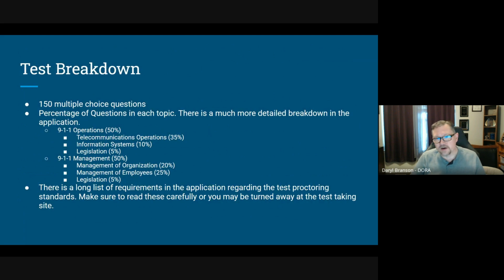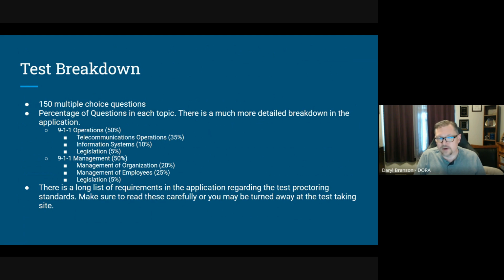Test breakdown, there are 150 questions. I know that sounds really daunting. They are all multiple choice though. And the percentage of questions in each topic, there is a more detailed breakdown of this in the book, but for operations, half the questions will be about 911 operations, and within that 50%, it breaks down further to telecommunications operations at 35%. What they mean by telecommunications operations, that's like, how do telephones work?